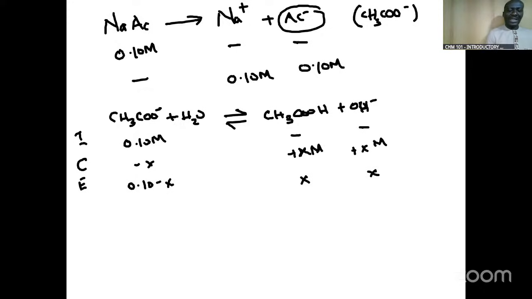Now, the equilibrium expression for this reaction is the hydrolysis constant. So let me put KH on top of this arrow so that we can write that KH for this acetate ion will be equal to the acetic acid form, CH3COOH, times the OH minus form, divided by the undissociated acetate ion.